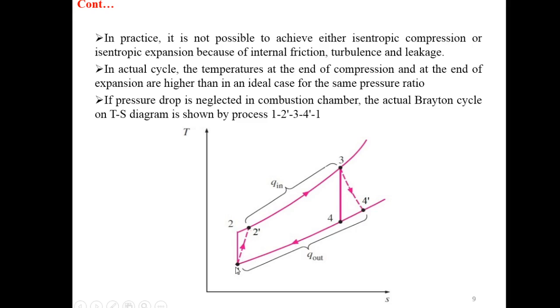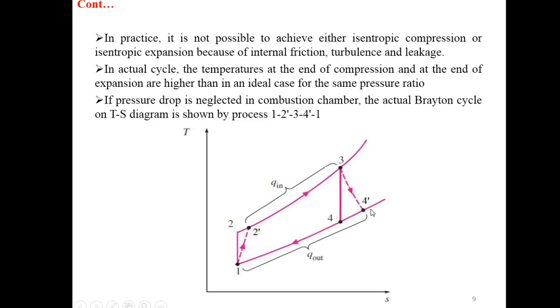So it is difficult to achieve isentropic compression 1, 2. In actual conditions we get this 1, 2 dash because of internal friction, turbulence and leakage. So there is an increase in temperature. You can see at point 2 the temperature is less, and at point 2 dash the temperature is greater. Because of the friction, the temperature increases. So our actual process becomes 1, 2 dash. Similarly for 3 to 4 in the turbine. This is in the compressor, 1, 2, and 3, 4 in the turbine. Again, it is difficult to achieve isentropic expansion in the turbine. So the actual will be like this, 3 to 4 dash.